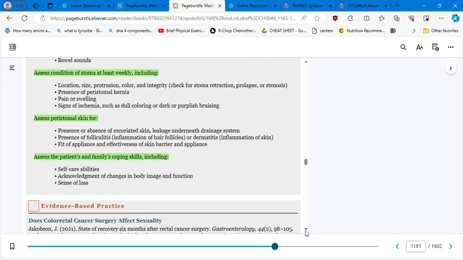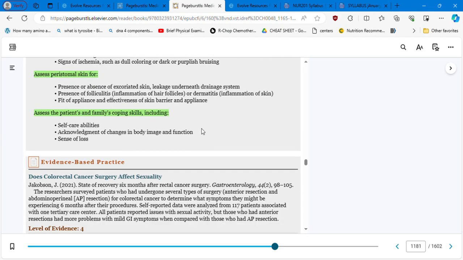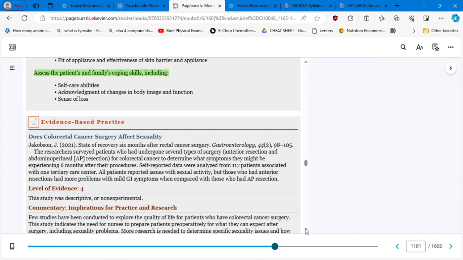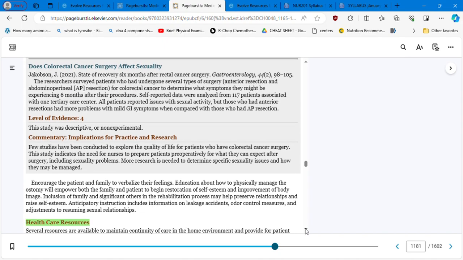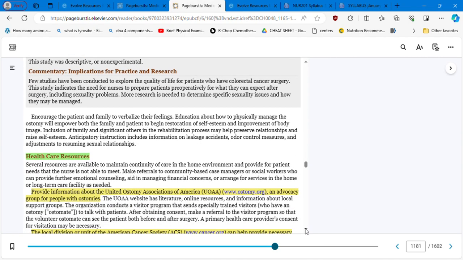Assess the patient and family coping skills. This is the most important, I would think, because this is going to help in a faster recovery. Self-care abilities. Okay, so now you have a very nice evidence-based article about whether colorectal cancer surgery affects sexuality. I invited you to read this.